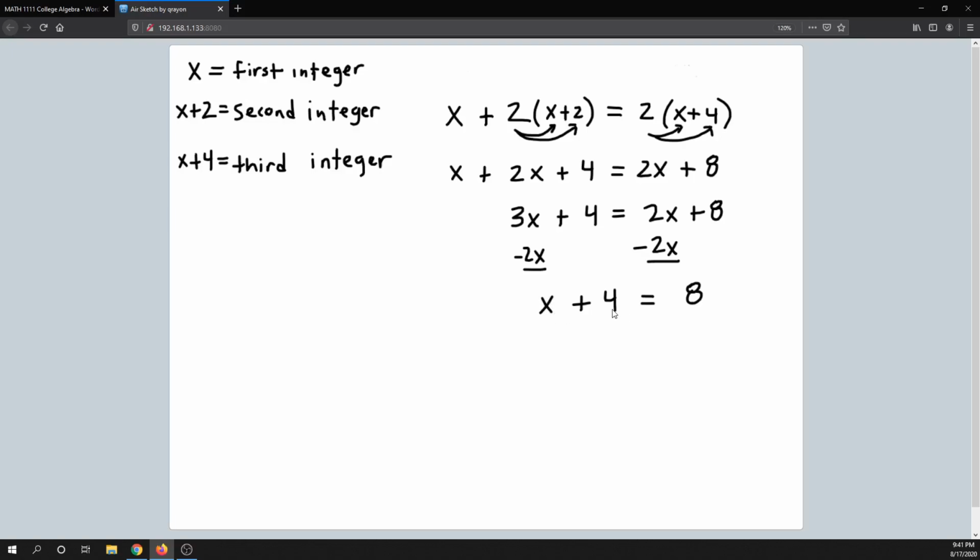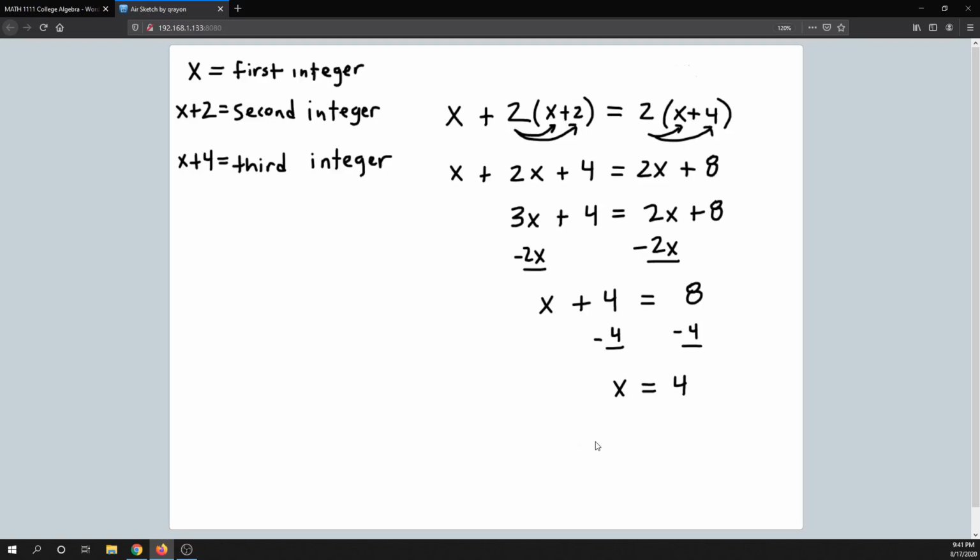And I want all of the terms without an x, like this 4, I want it moved over here. Okay, so I will subtract 4 from both sides. And I wind up with x equals 4. Okay, so there we go. We know that the first integer is 4.